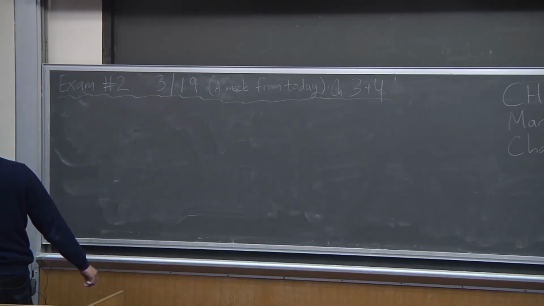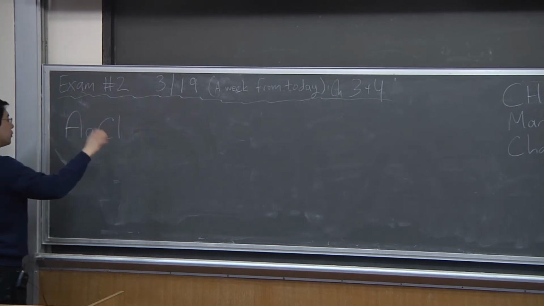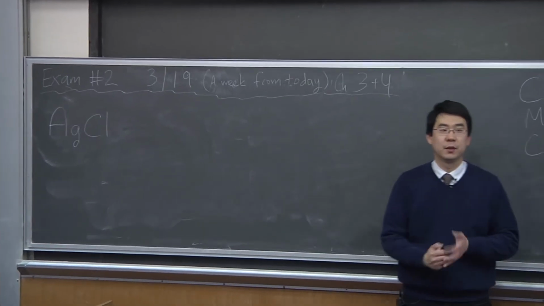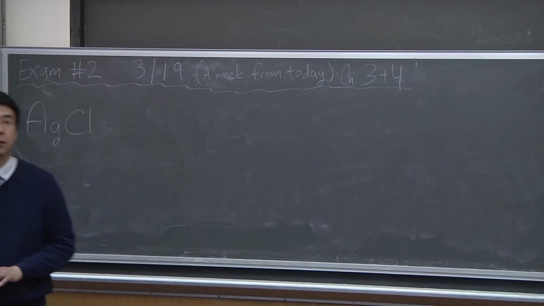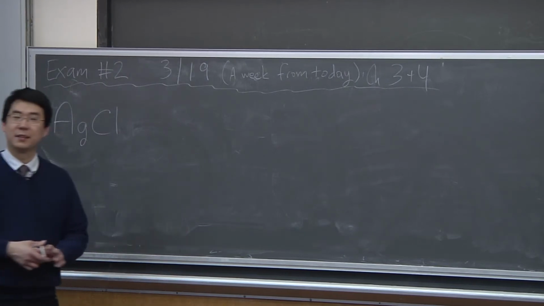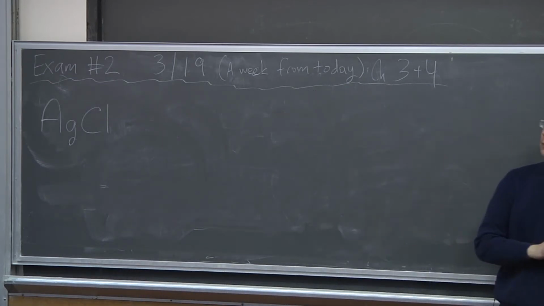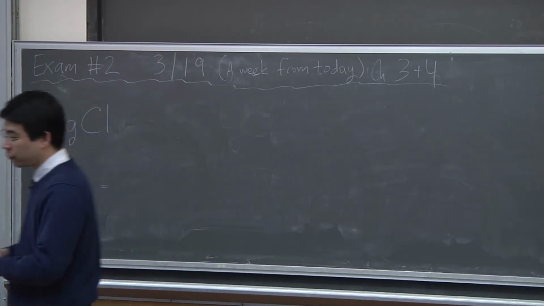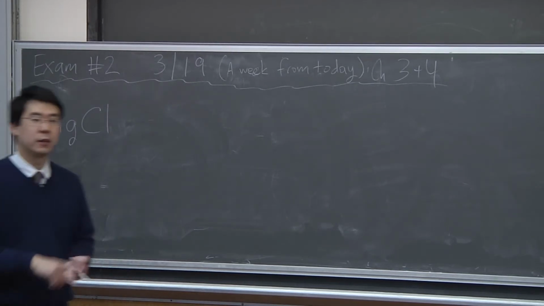So let's look at some compounds. Silver chloride, soluble or insoluble? Insoluble. Who thinks it's insoluble? Who thinks it's soluble? Who doesn't think at all? Okay. It's insoluble. Why is it insoluble? Because it has an Ag and that's the exception. So chlorides, what does the rule say? The rule says chlorides are all soluble except for silver, mercury, lead, right?